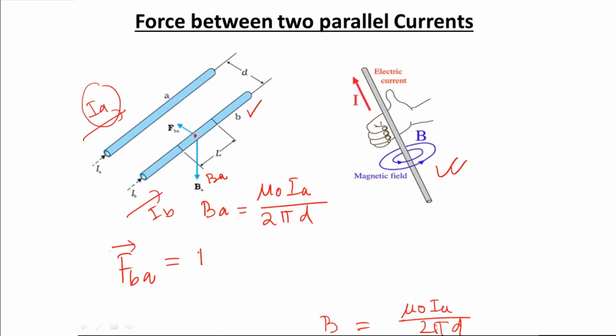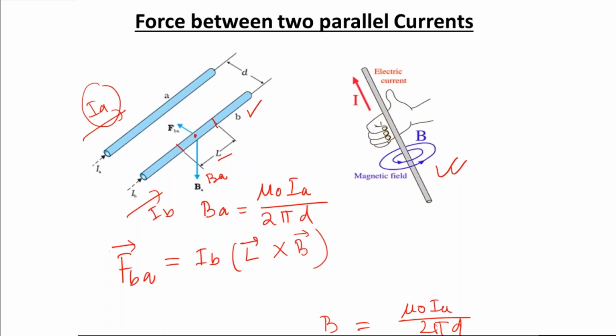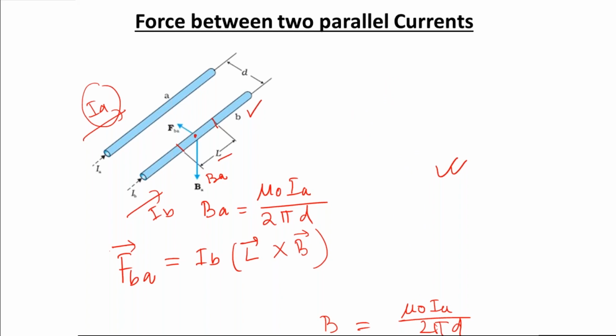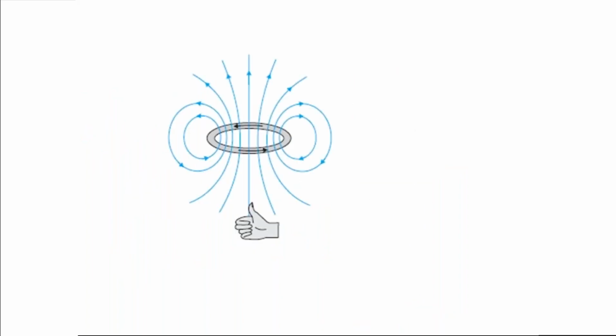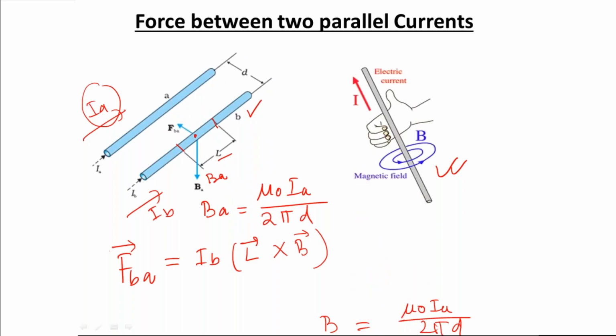So I have to write I B into L cross BA, where I consider this much length of the wire, having length capital L. I'll write this as a vector. That means you have to take the direction of the current. In that direction, I am taking the element of the wire of length L, and B. Now, if you apply Fleming's left hand rule, I think I have forgotten to set that. Okay, yeah, Fleming's left hand rule, you have to see.